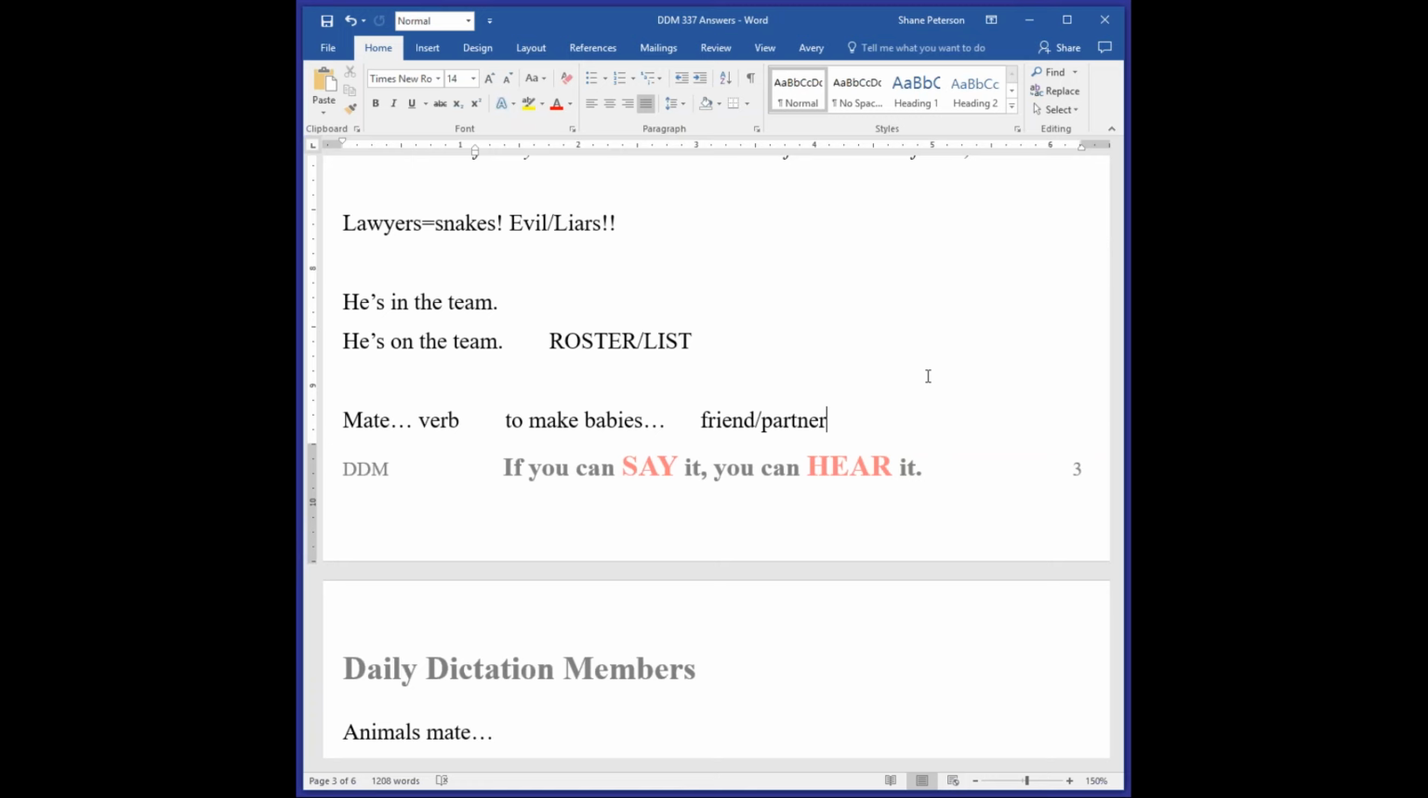Bye. Me, from the back of the bus. Go ahead.